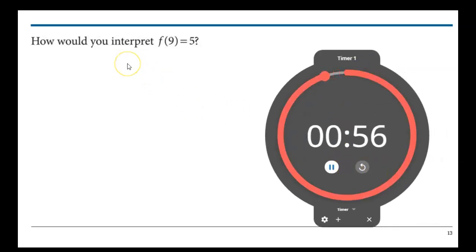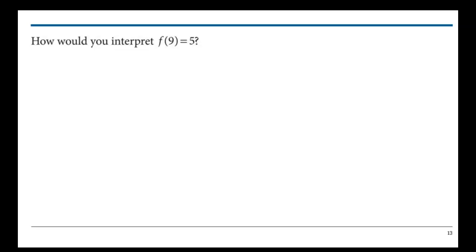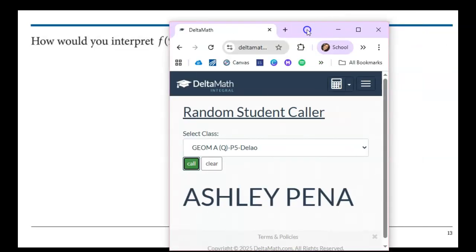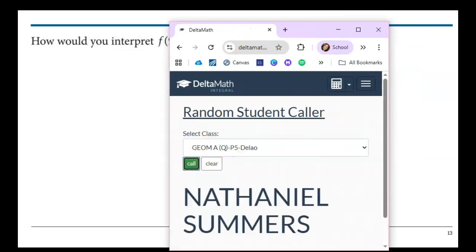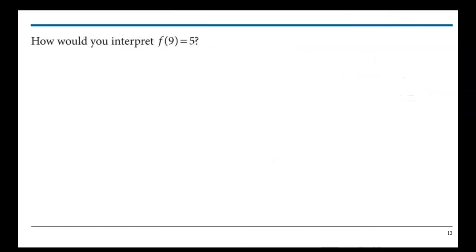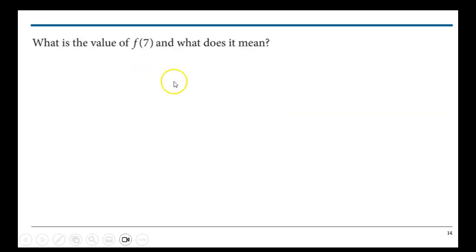How would you interpret f of 9 equals 5? What does that mean? All right, 5th period. Nathaniel, what did you write? Good. Good job. All right, next one.